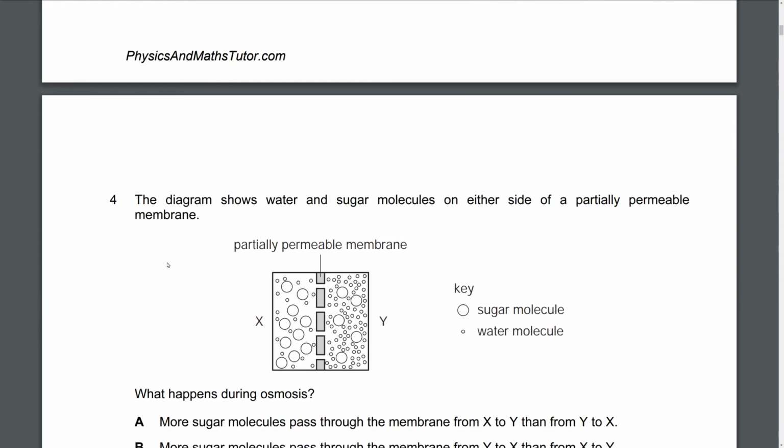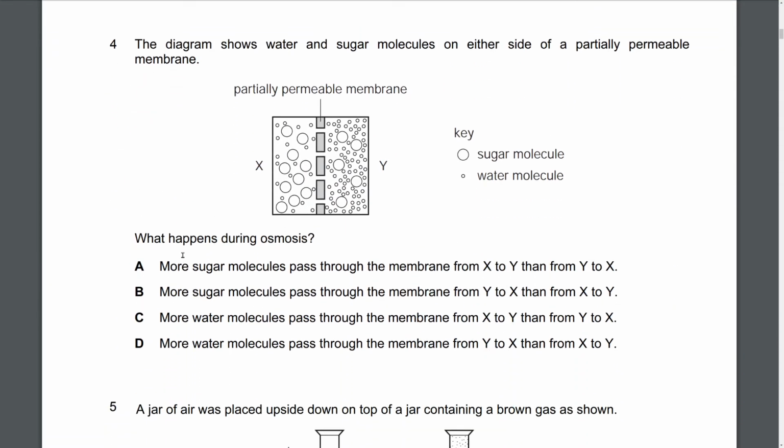Next question. The diagram shows water and sugar molecules on either side of a partially permeable membrane. So basically there's high concentration here, low concentration here, and there's a partially permeable membrane, which means osmosis will occur. Osmosis occurs from a region of high concentration to a region of low concentration. So more water molecules will pass from Y to X than from X to Y, because these sugar molecules can't pass the partially permeable membrane as they are too big. So it will be answer D.